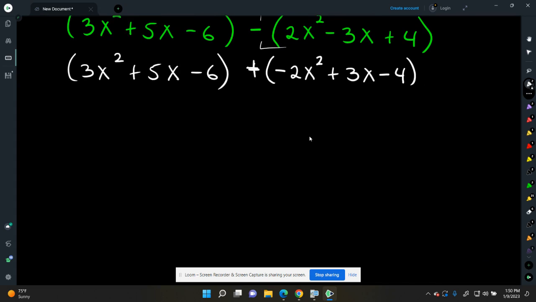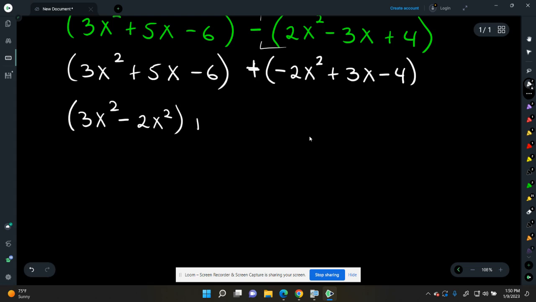Yes. All right. Okay, so we're going to combine our like terms. 3x squared minus 2x squared, plus 5x plus 3x, plus negative 6 minus 4.